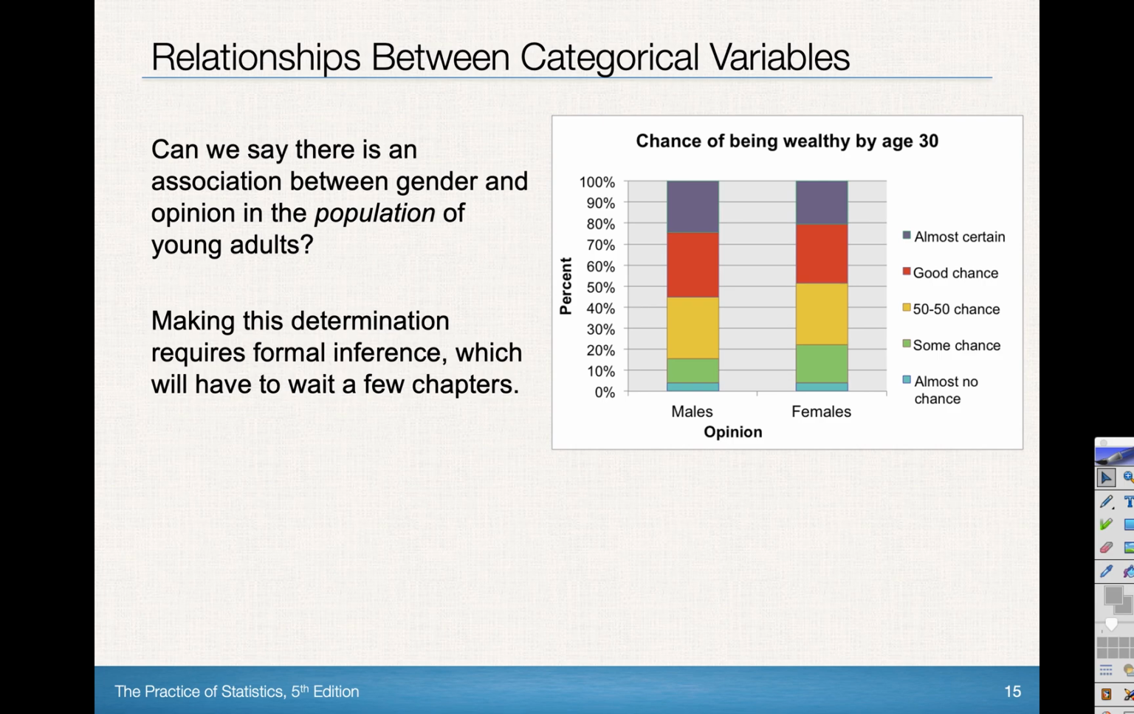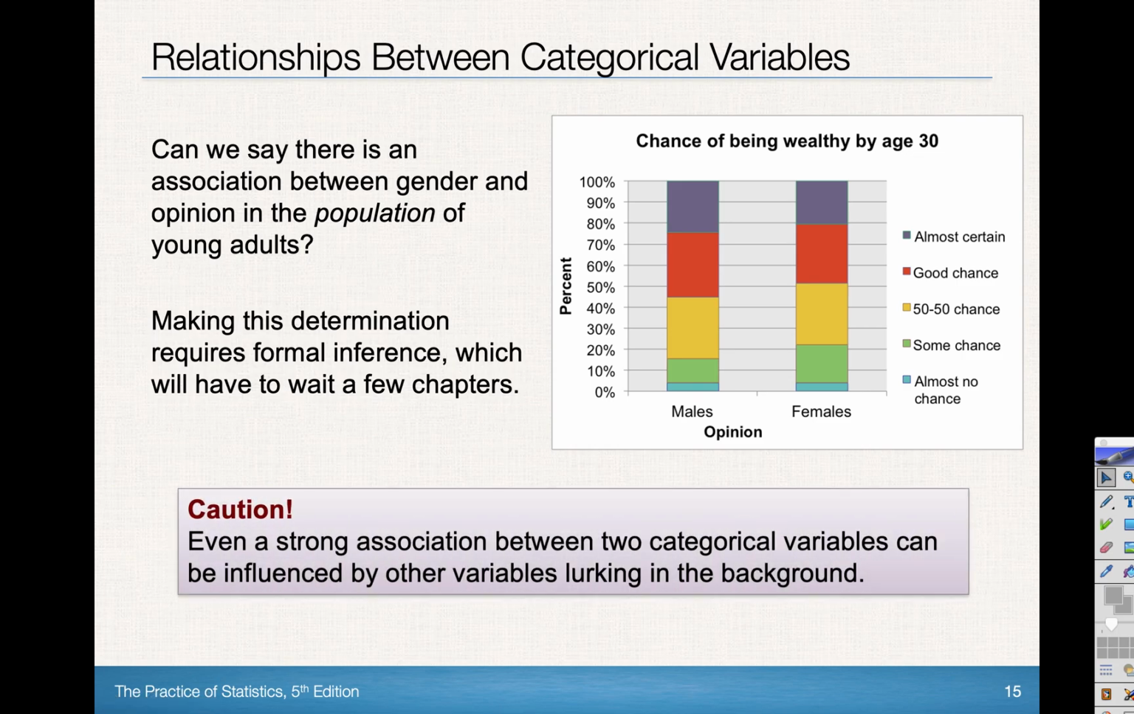This is just organizing the data that we have collected. Once my data is organized, I can talk about it. I can start asking questions, but I can't make any conclusions until I do a formal inference test, which is what this is saying here. Making this determination requires formal inference, which we're going to wait a few chapters to do. The reason we need a formal inference test is because even a strong association between two categorical variables can be influenced by other lurking variables in the background.